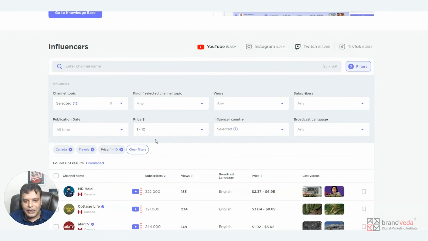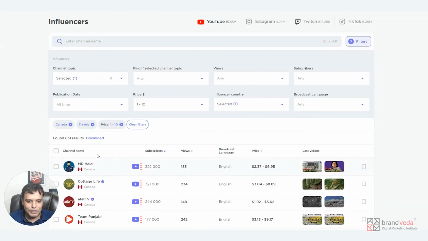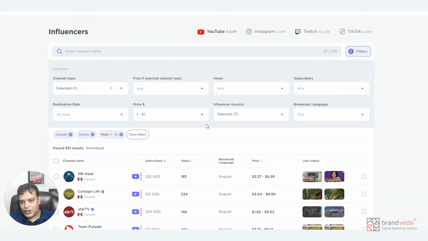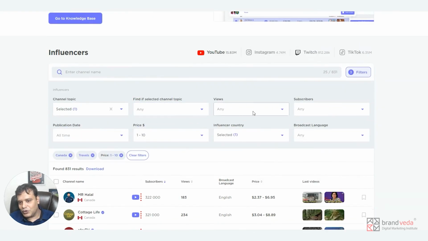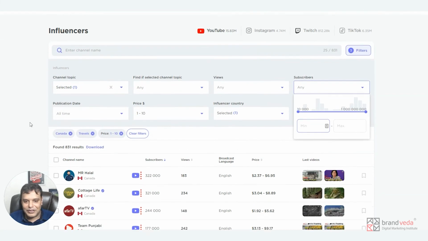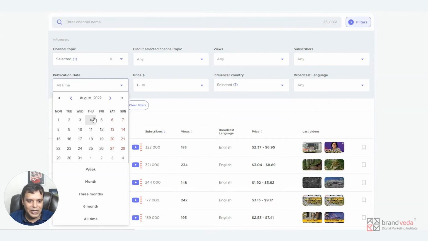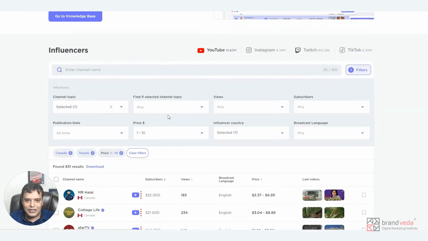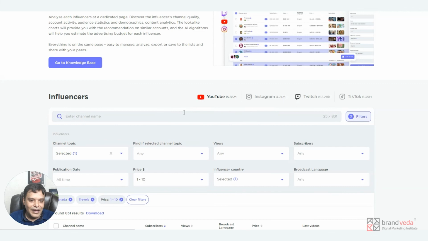You can see that I can download this sheet, which is important. 831 results, which is important. You can also look at views, how many views they get, how many subscribers they have. Minimum they have around 10,000 subscribers, up to over a million subscribers, price, publication date. You can see that, and this is something really very important. And even, you know, you can find influencers from TikTok as well, right?